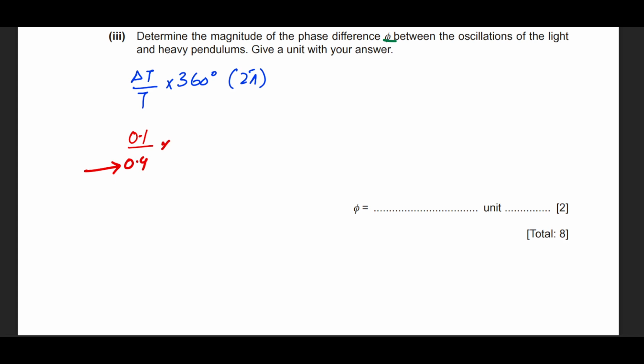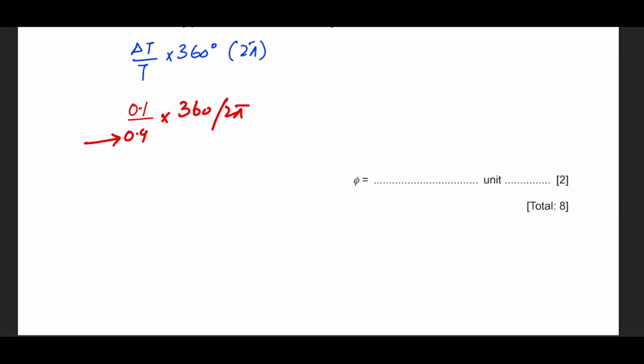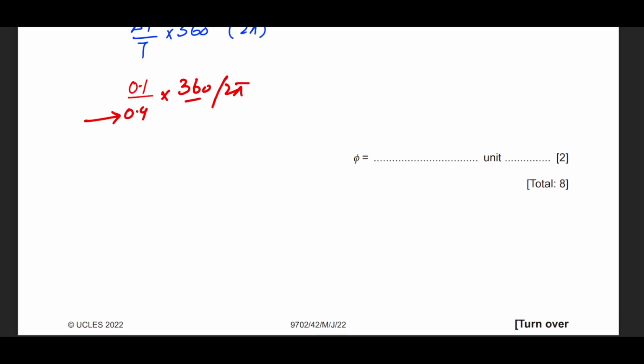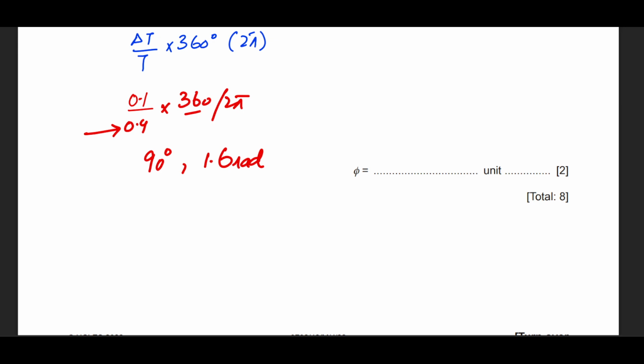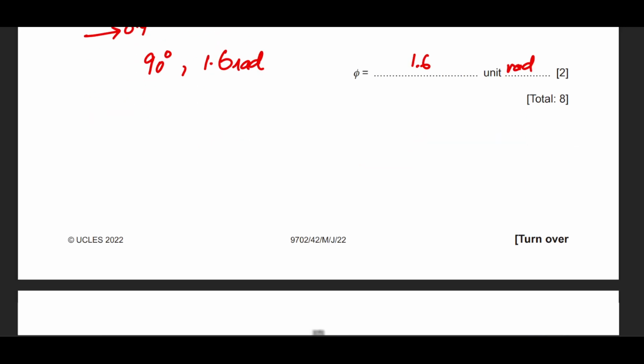You can check this on your own as well. So simply multiply this with 360 or multiply this with 2 pi. You will get your answer. If you do this with 360, your answer becomes 90 degrees. If you do this with pi radians, this comes out as 1.6 radians. Of course, after multiplying the value of pi, which is 3.142. So you can either write down 90 degrees or you can write down 1.6 radians, which is rad.